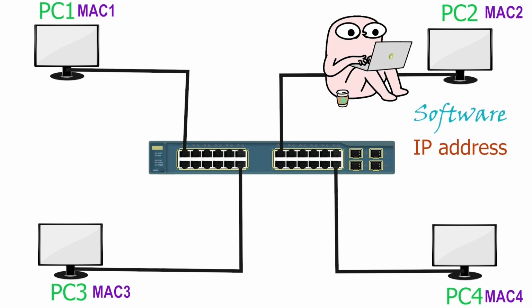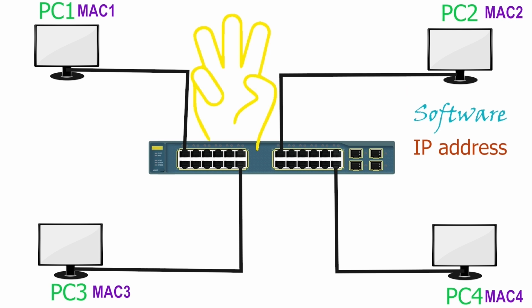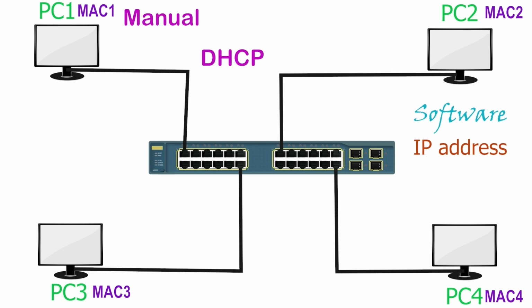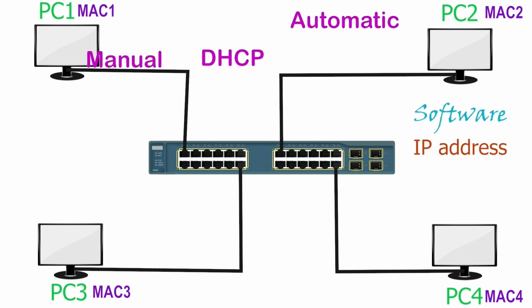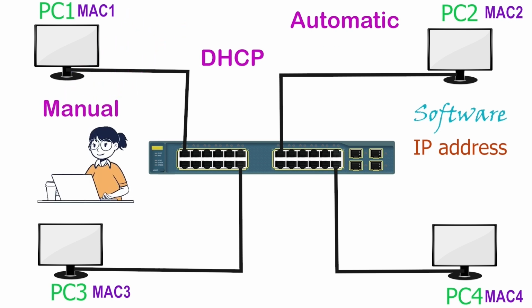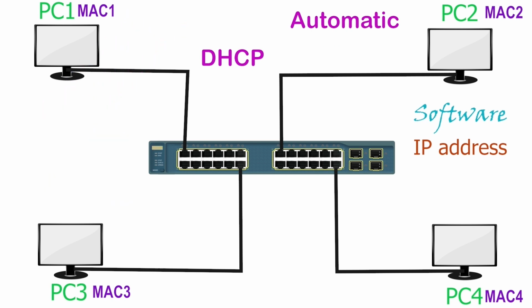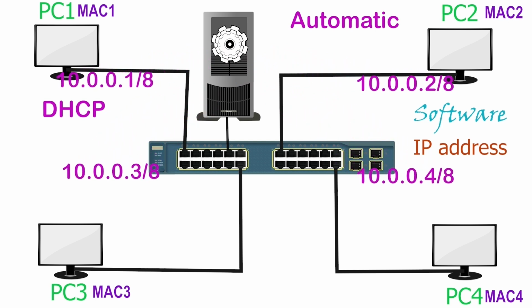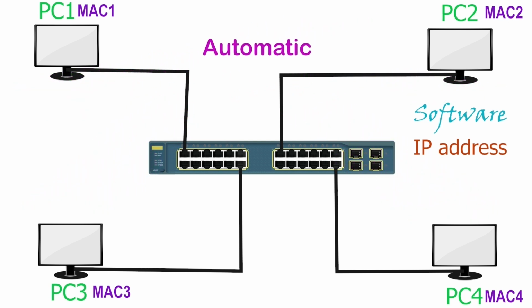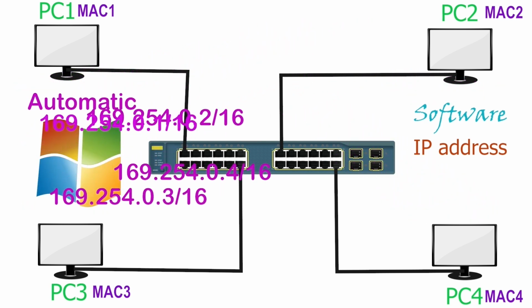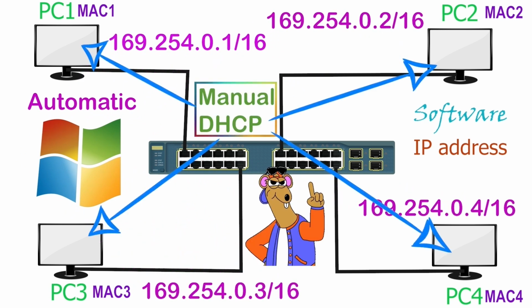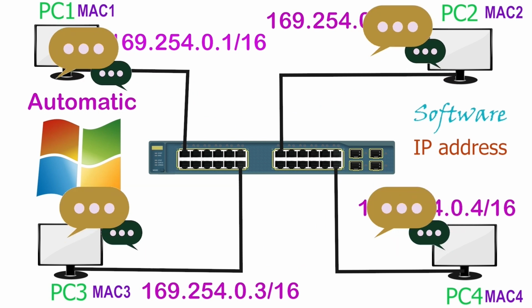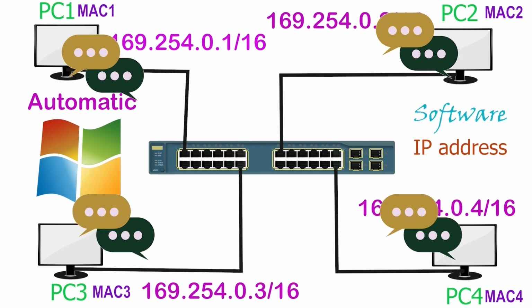Software addresses require configuration. We have 3 methods to configure it: manual, DHCP, and automatic. In the manual method, we manually configure a software address on all devices in the network. In the DHCP method, we configure a DHCP server in the network. A DHCP server provides IP addresses for the network. In the automatic method, operating systems assign an IP address if the system fails to get an IP address from the manual and DHCP methods. This address allows the device to communicate with other devices on the local network.